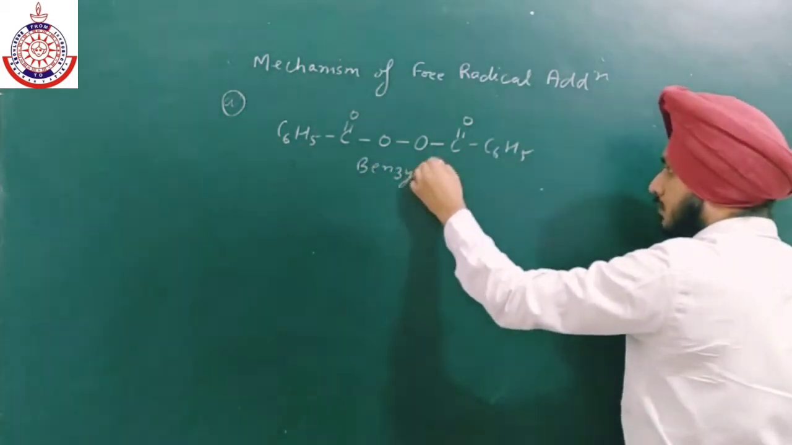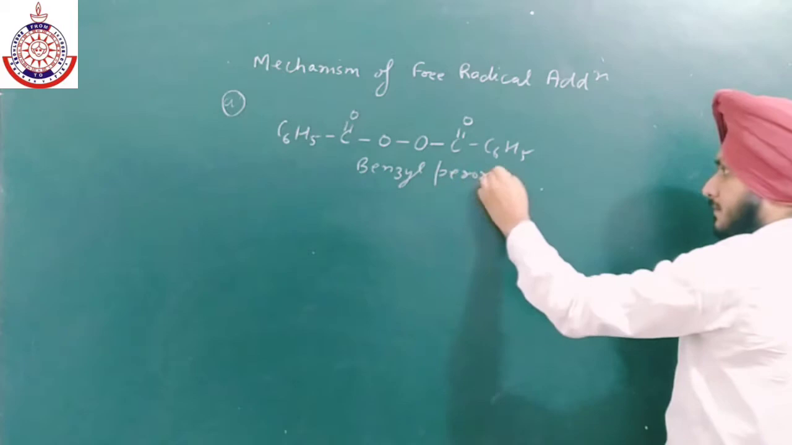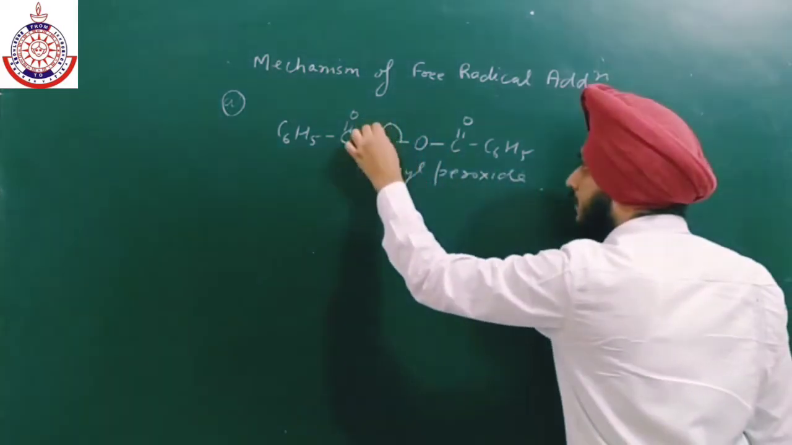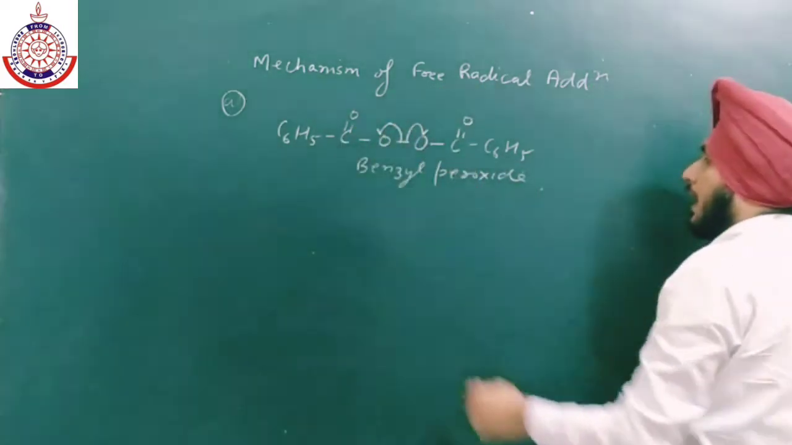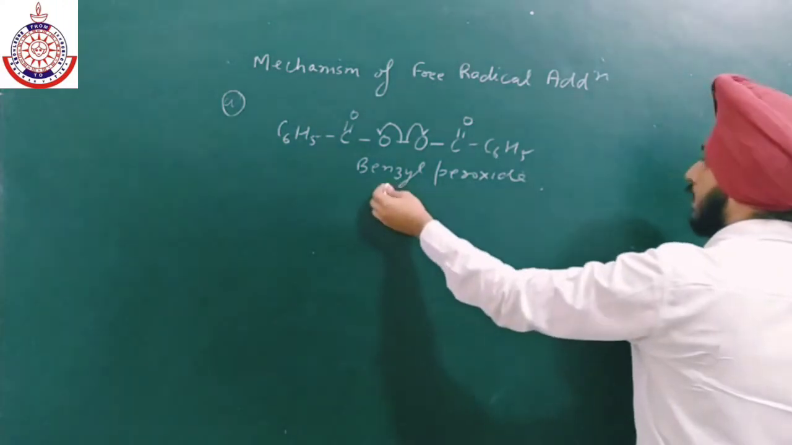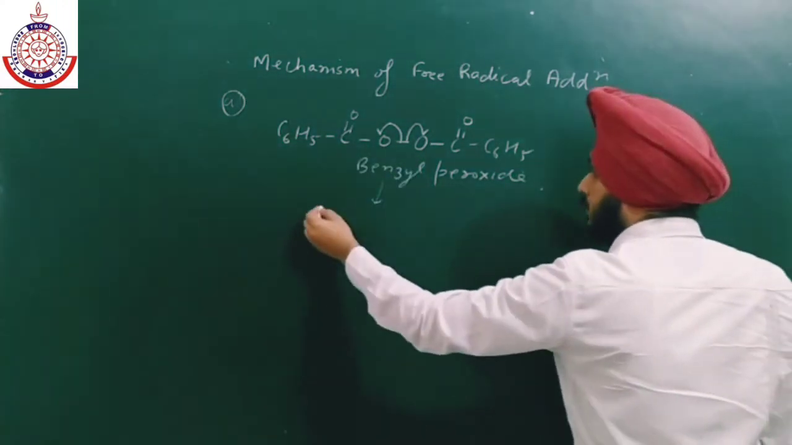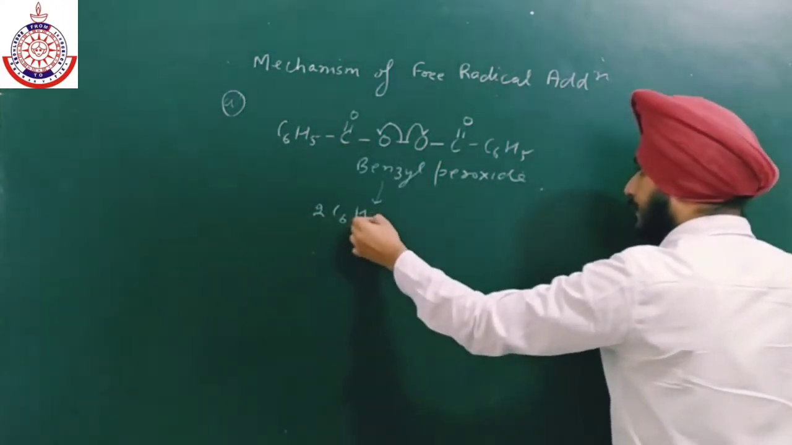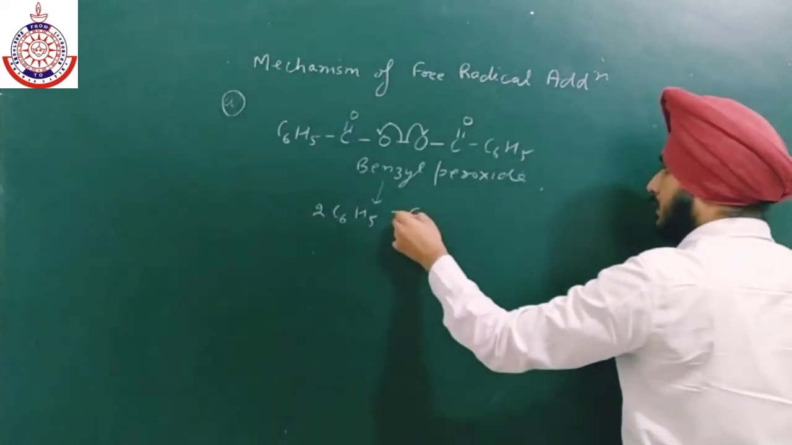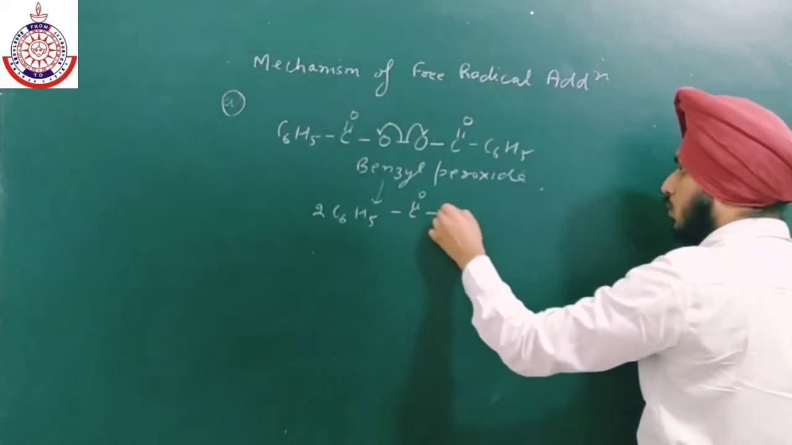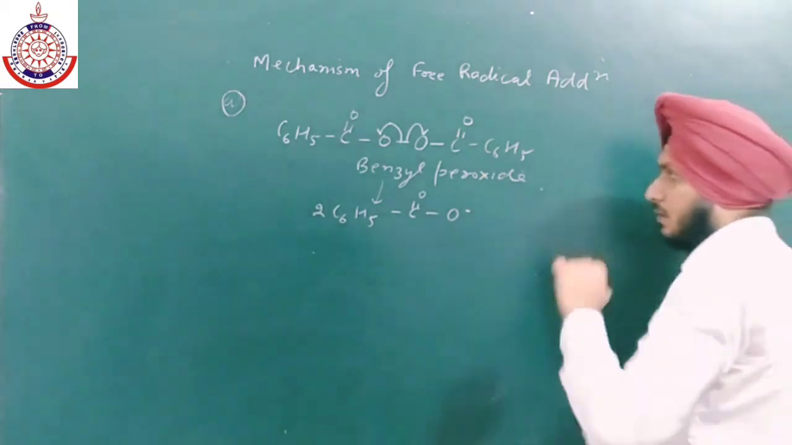And this bond will cleave first. This bond. Okay, the bond will cleave homolytically, and we will get two same groups, 2C6H5COO radical. Okay, radical over here.